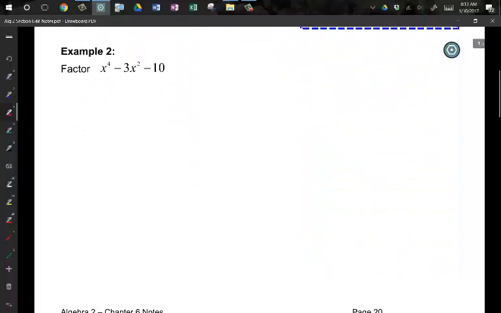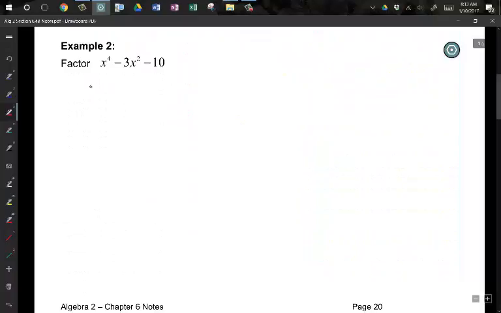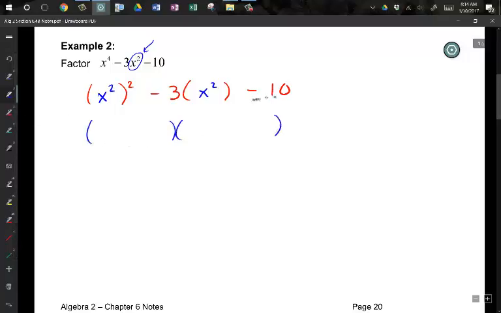All right, going down to our second one. x to the fourth minus 3x squared minus 10. Focus in on the middle right here. That's what's being squared, so put that in the front. Is x squared squared x to the fourth? And then in parentheses in the middle we have x squared. Okay, my signs. I need to get a minus 10.